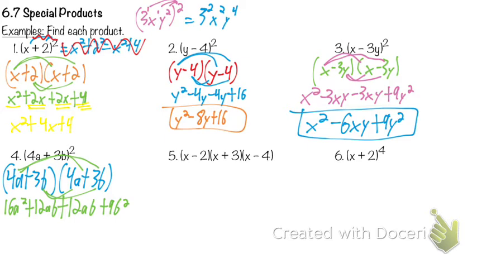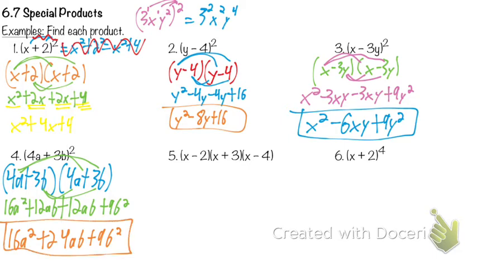Now, once again, because it was the same parenthesis both times, the middle terms need combined, and they're the same exact thing. Everything's in order. So we can leave it in the same order, 16a squared, and combine the 12 and the 12 and get 24ab plus the 9b squared. And that's our answer. Questions on that at all?